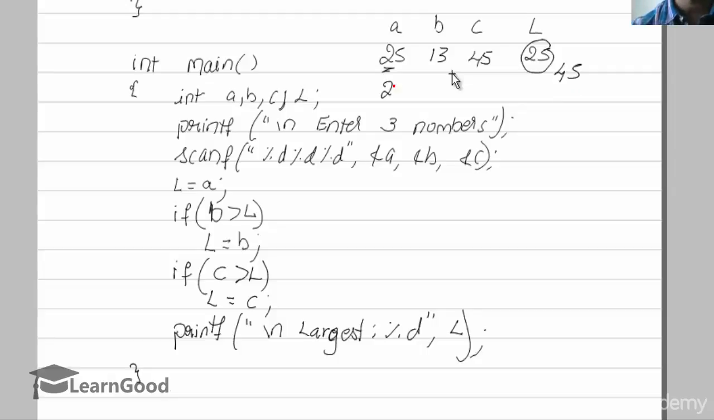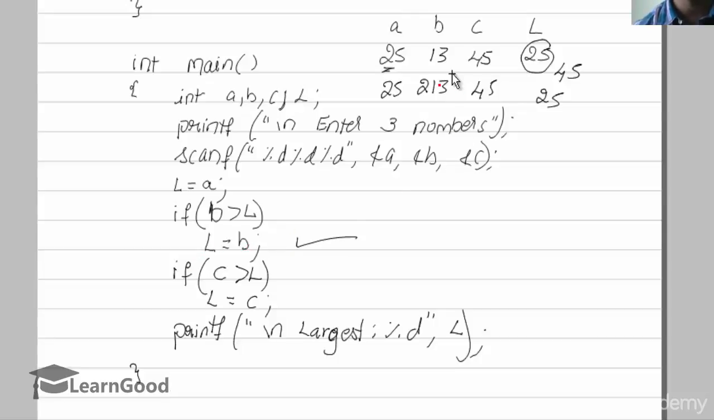If I take here 25, then 213 and 45. In this case, L equals to A in the first line, that means the L value is going to be 25. And it comes and checks here, is the B value greater than L, that is 213, is it greater than this 25? Yes, the condition is true, then it will execute this line, that is L equals to B.